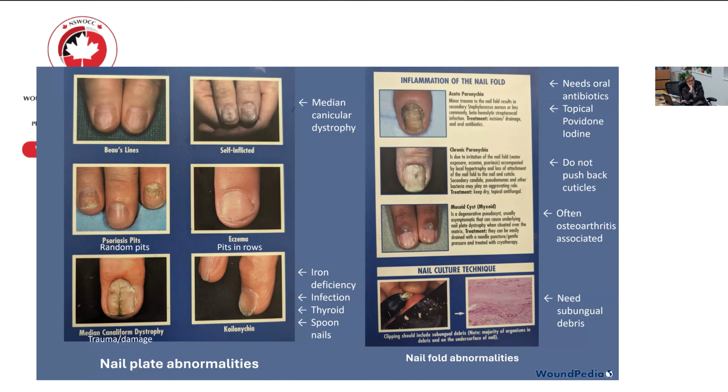And they say, well, I had pneumonia and I was really sick and I was off work for 2 weeks. And that'll give you a Beau's line. Self-inflicted is when, from a nervous habit, you keep pushing back the cuticle and you get a dystrophy in the nail, or sometimes this is when you go to a manicurist and they're really rough, but they cut away the cuticles.